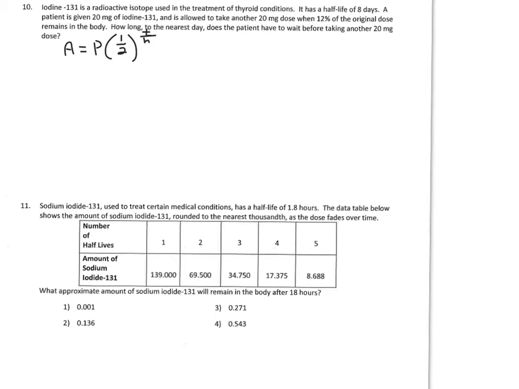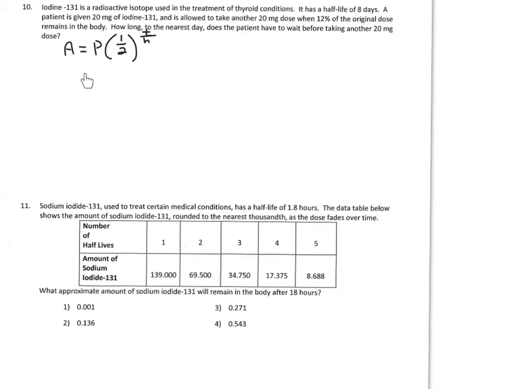Okay, if we take a look at number 10, they want us to use the half-life formula. It says that iodine 131 has a half-life of 8 days. Okay, so since it has a half-life of 8 days, this is the formula we're going to use. So we could replace this H with an 8. All right, so a patient is given a 20 milligram dose. So that's the initial dose. That can go in for the P.